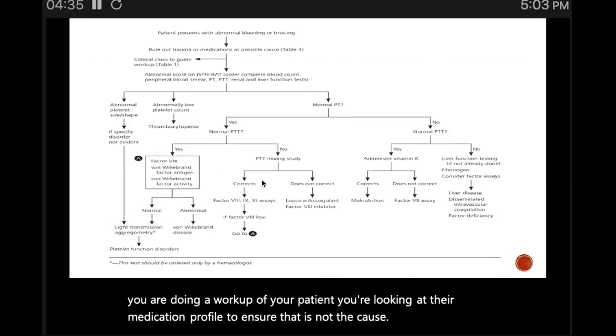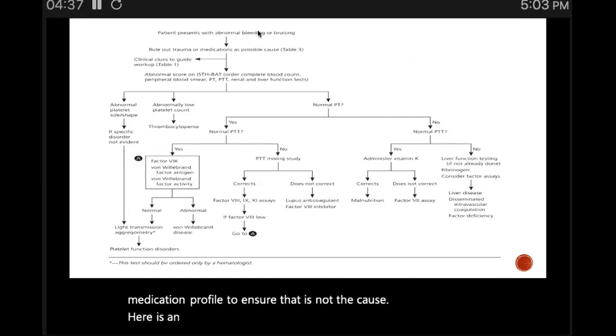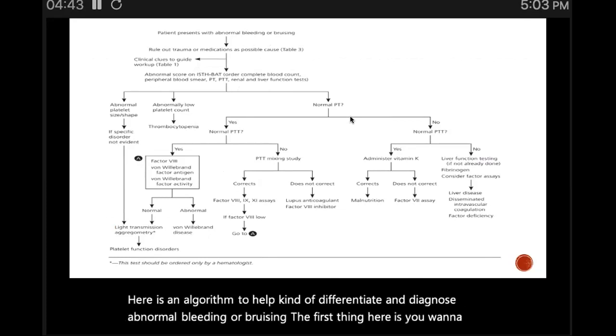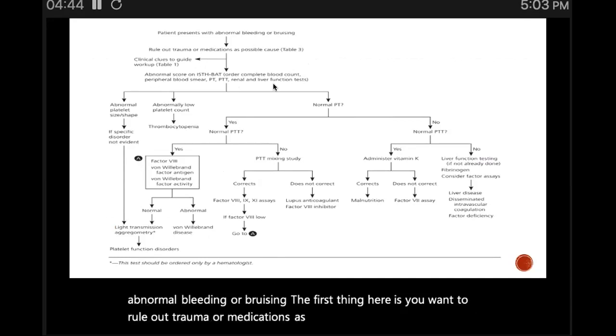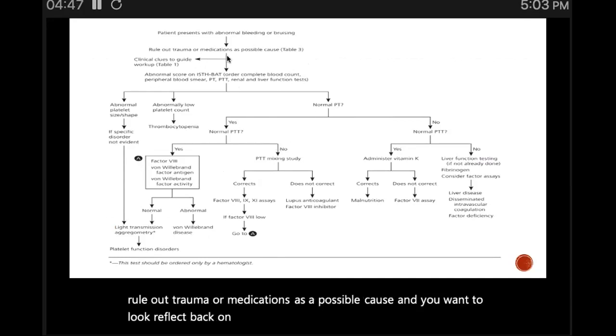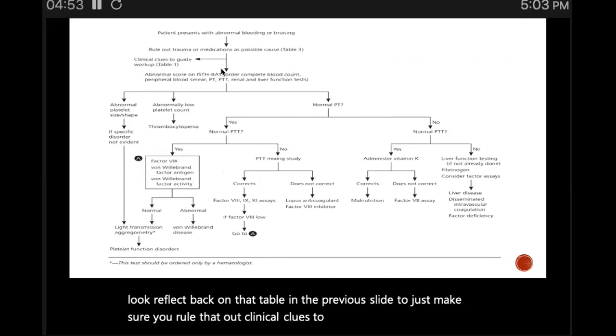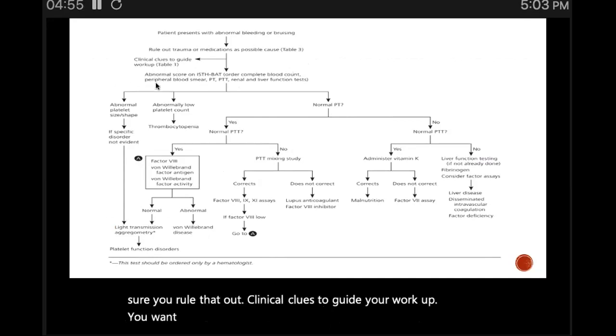Here is an algorithm to help differentiate and diagnose abnormal bleeding or bruising. The first thing here is you want to rule out trauma or medications as a possible cause, and you want to reflect back on that table in the previous slide to just make sure you rule that out. Clinical clues to guide your workup. You want to make sure you're looking at the symptoms that they're manifesting, and then take it from there, looking at this algorithm.